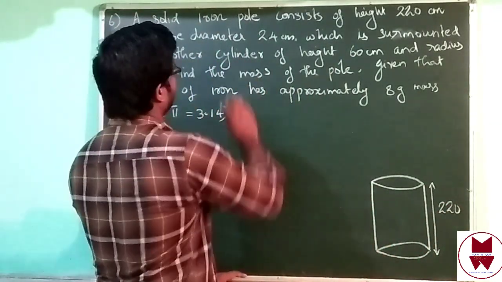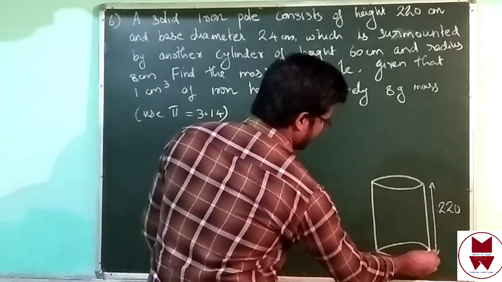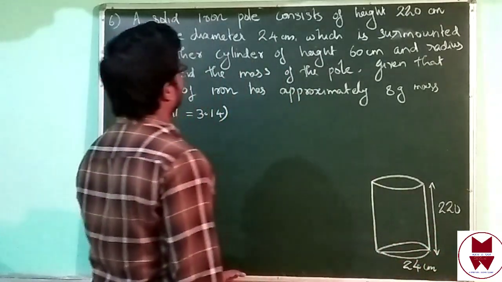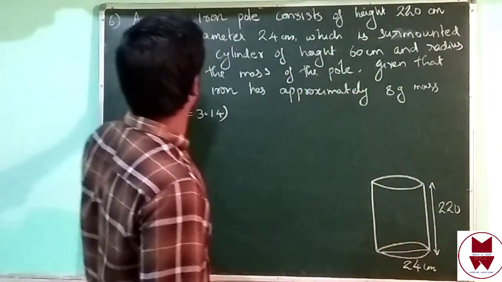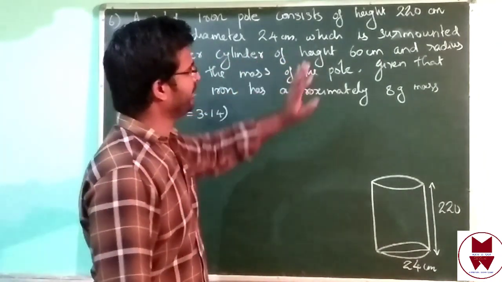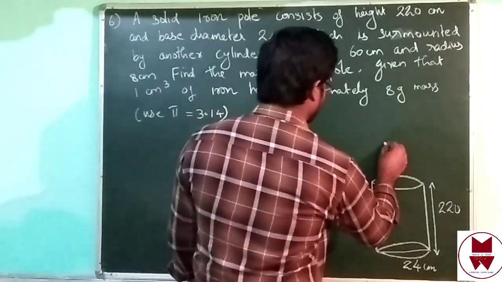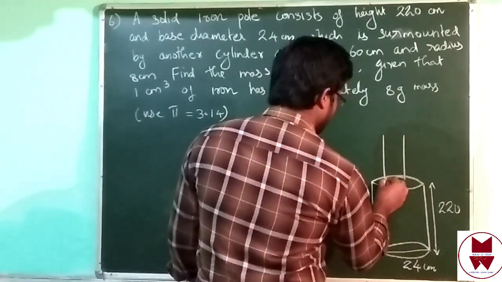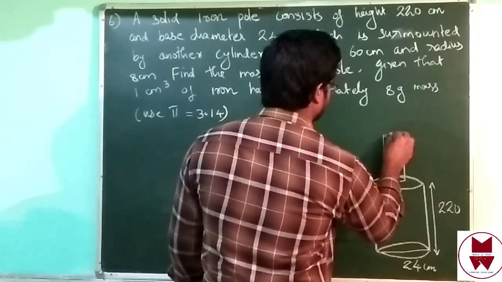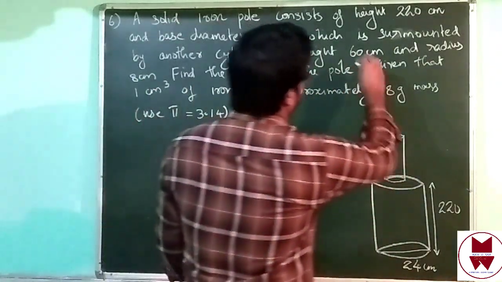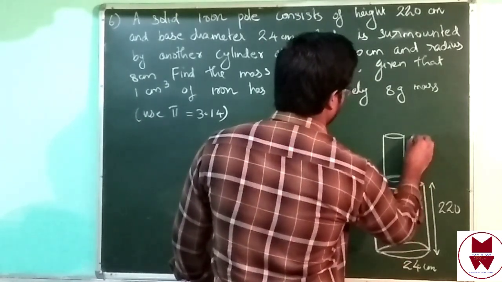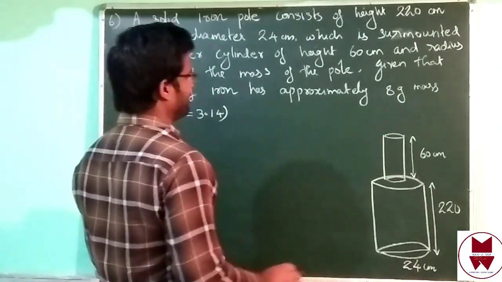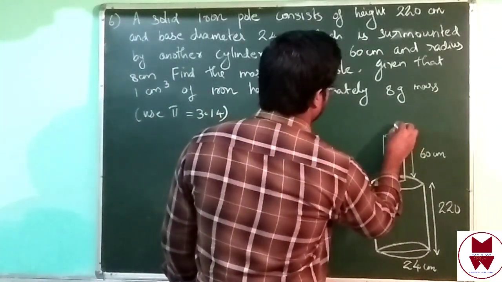The diameter is 24 centimeter. Total diameter is 24 centimeter, which is surmounted by another cylinder of height 60 centimeter. Again one more cylinder on top of that large pole, it's like a small one. The height of that small cylinder is 60 centimeter, and the radius is 8 centimeter.